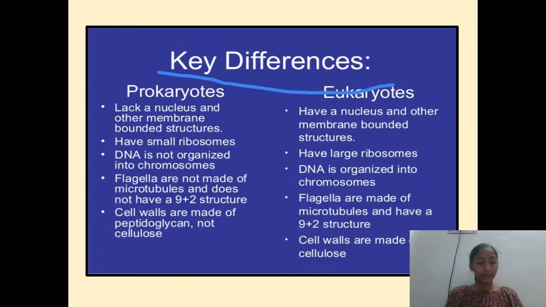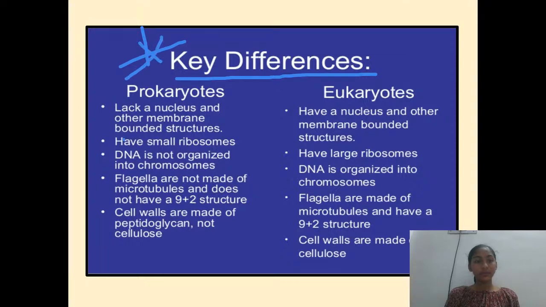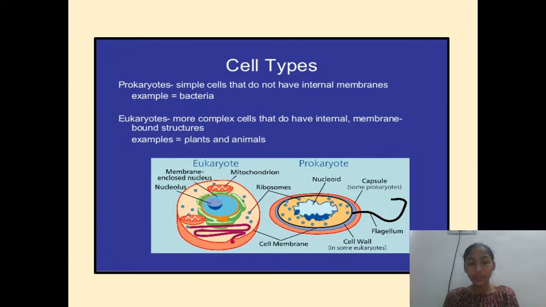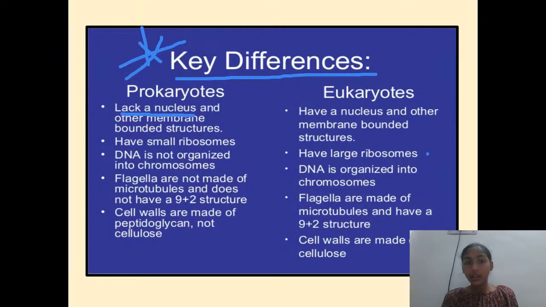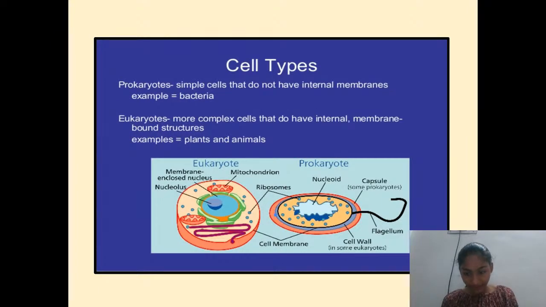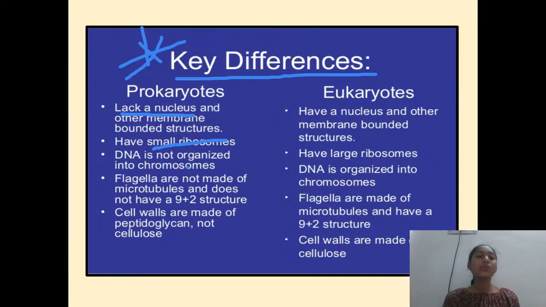Very important key differences. Prokaryotes lack a nucleus. They do not have a nucleus. In the previous one we saw where the nucleus is, the circle-type thing, right? And other membrane-bound structures, they don't have that. They have small ribosomes. DNA is not organized into chromosomes.